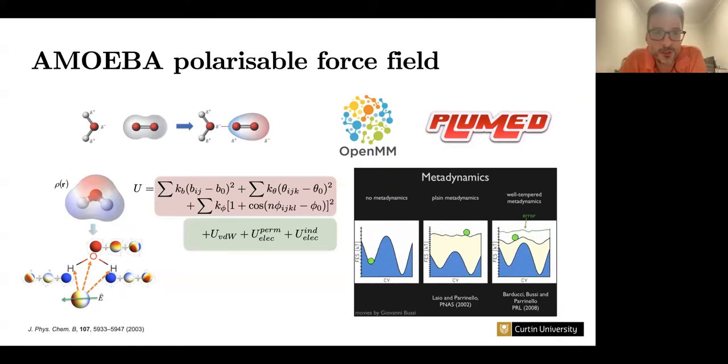Most of the simulations I will show today are done with this force field using the OpenMM program, which has been augmented with PLUMED, which is a plugin to calculate free energies using a selection of reaction coordinates. And here there is a nice movie made by Giovanni about how metadynamics works, which is the main tool that we'll be using for calculating free energies.